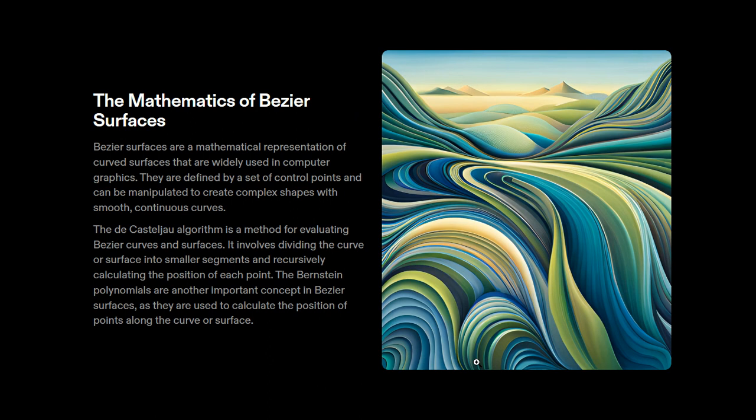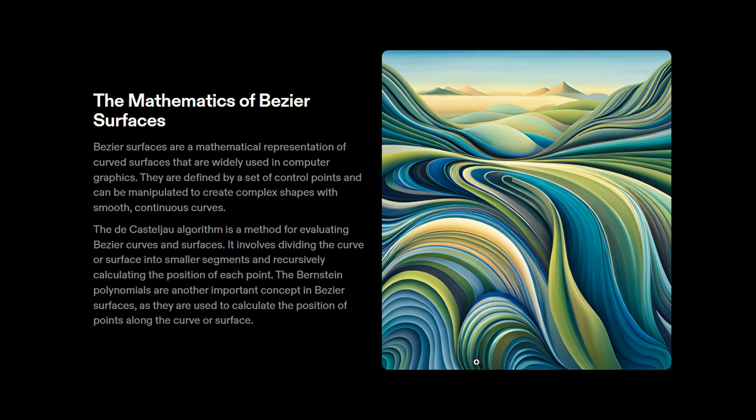Mathematics of Bezier surfaces. Bezier surfaces are a mathematical representation of curved surfaces that are widely used in computer graphics. They are defined by a set of control points and can be manipulated. We can change these control points to create complex shapes with smooth continuous curves, and these are used to make realistic 3D objects in an environment.